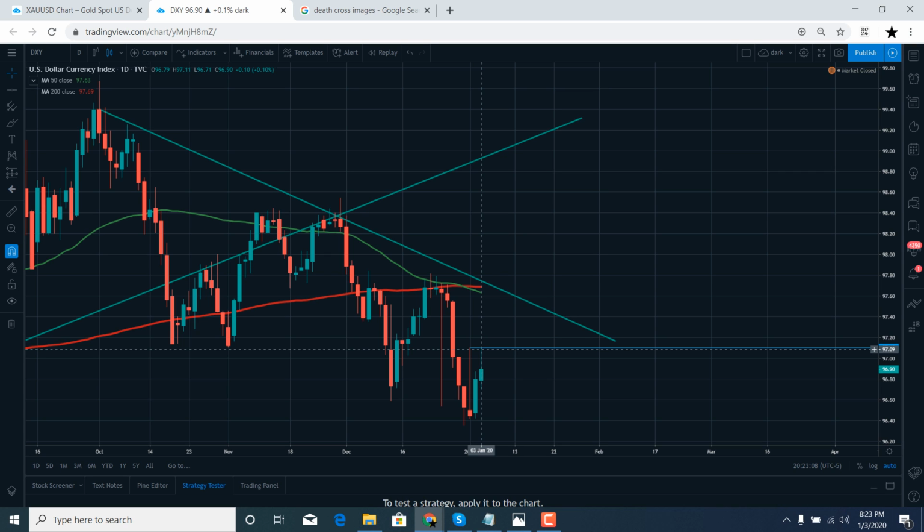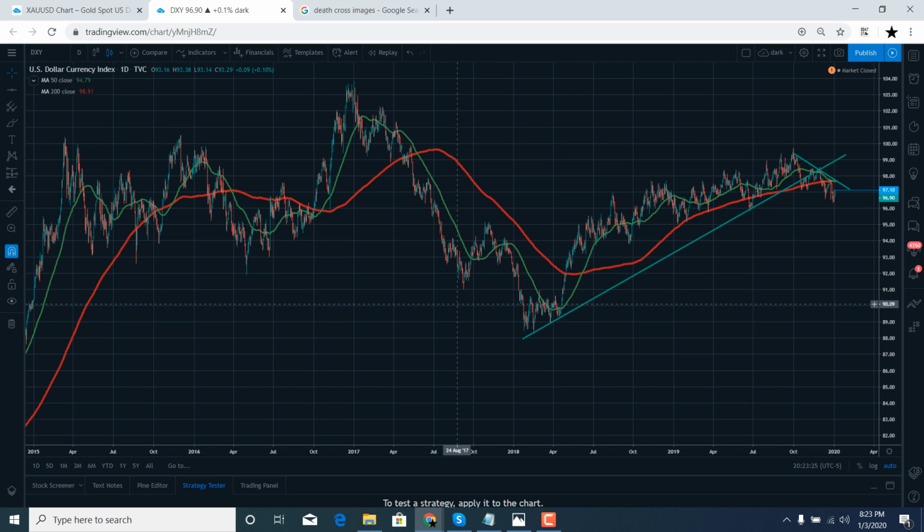However, the day has not concluded yet. I will keep an eye on this in the coming days, but anytime we see a death cross like this, it's typified by a sharp decline in price. The last time that happened was back here on the 24th of May 2017. We'll go ahead and take a measured move.